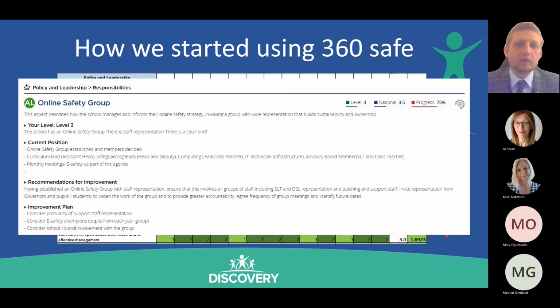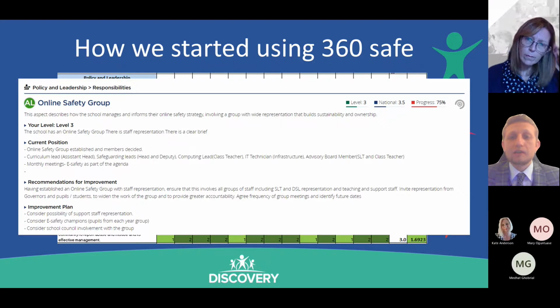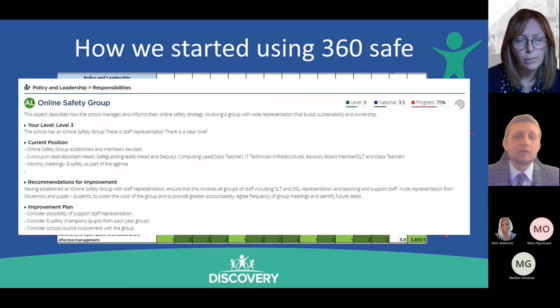And that has allowed us to become incredibly more focused around what our development areas are, because we've got the evidence of where we're at and what we need to improve in that area. And then we've got the statements within 360, the self-review tool, that actually tell you where you need to go. That allows us to make sure our strategy is following that framework. As I mentioned earlier with Joe, we then go in and look at that action plan with our DSLs and IT lead technicians, and we start making those improvements.